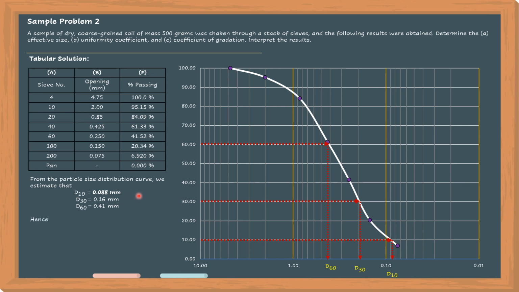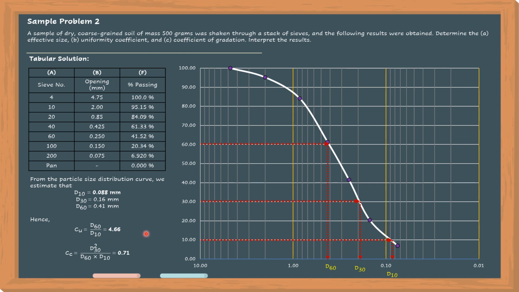And then next, we have to determine the uniformity coefficient, and the uniformity coefficient is equal to the ratio of D60 and D10. So that's equal to 4.66. Then lastly, the coefficient of gradation is equal to D30 squared over D60 times D10. So that's equal to 0.71.